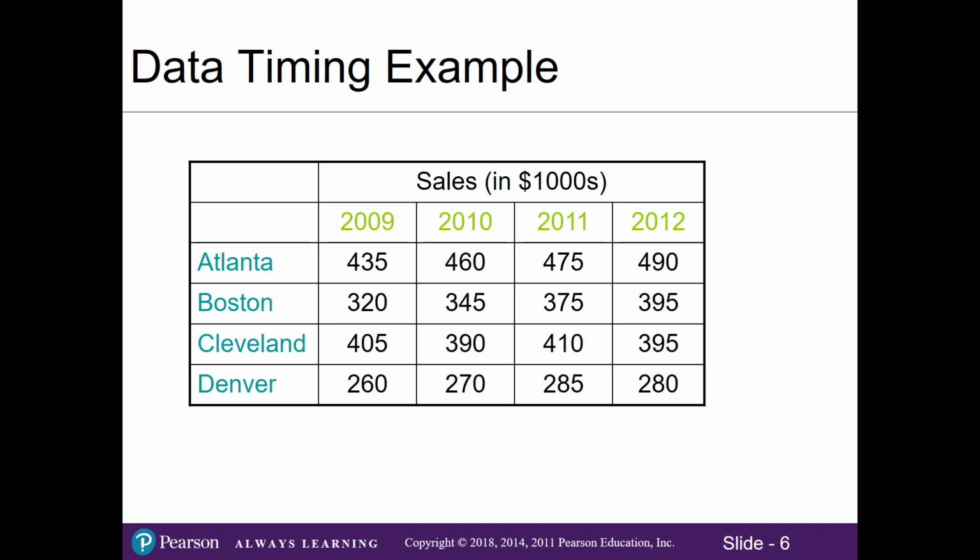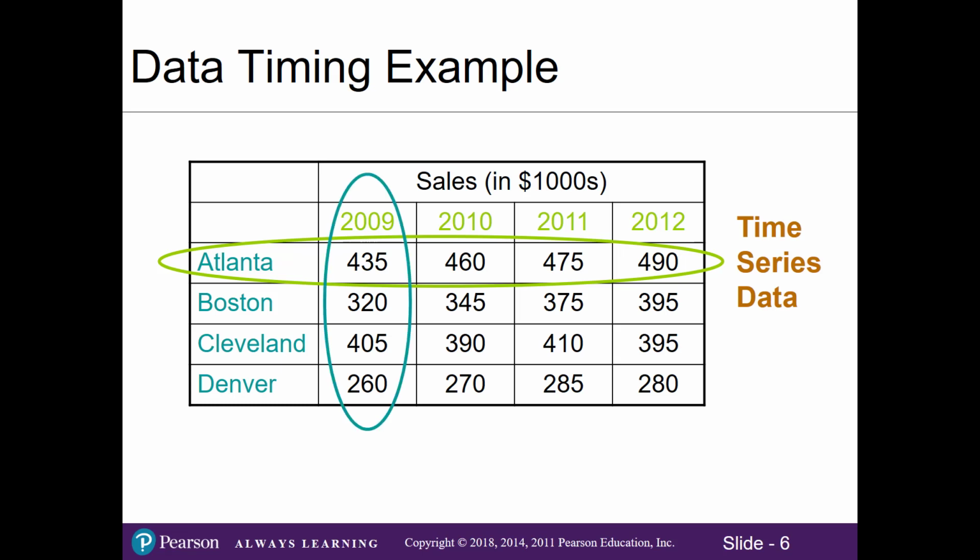In this example, we've got sales numbers for 4 different cities over 4 different years. So we've got circled sales numbers for Atlanta, and that would be considered time series data because we have data from 2009, 2010, 2011, and 2012, consecutive points in time. And so we can see how sales have either gone up or gone down over these 4 years.